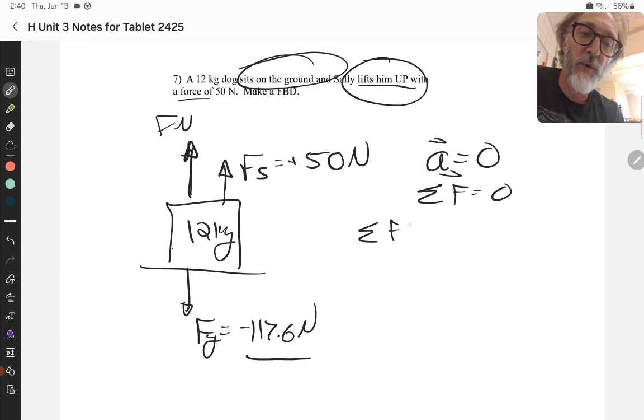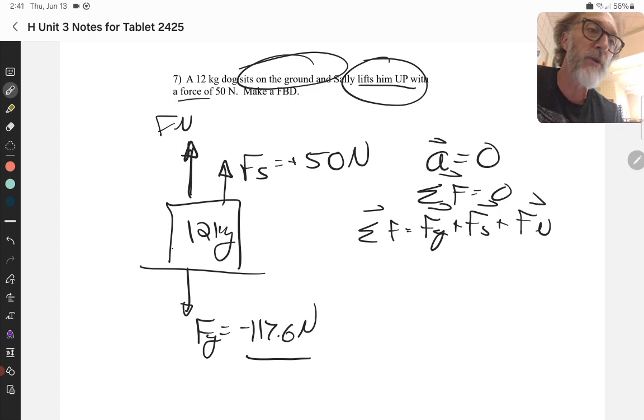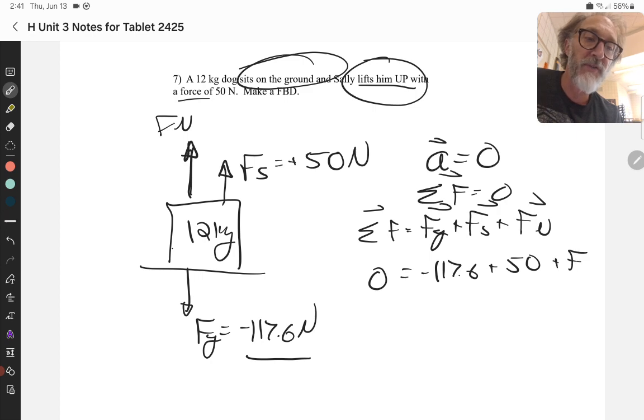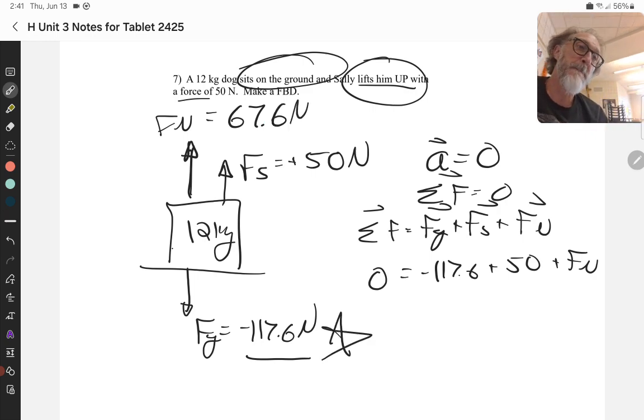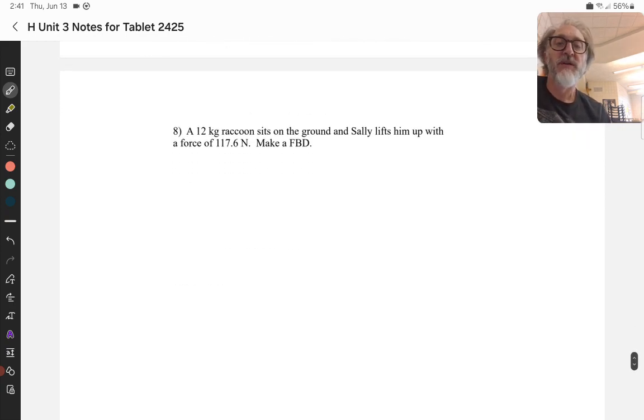So I'm going to go net force is force of gravity plus force of Sally plus normal force. Okay, so my net force is 0 because the table's not moving. Or sorry, the dog isn't moving. Force of gravity is negative 117.6. Force of Sally is positive 50 plus something, right? So it looks like this is going to have to be 67.6 newtons so that my 2 upward forces cancel my 1 downward force. All right?